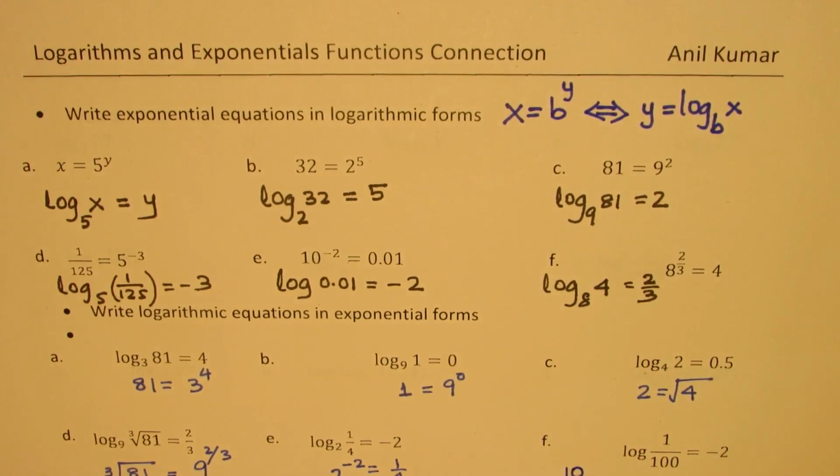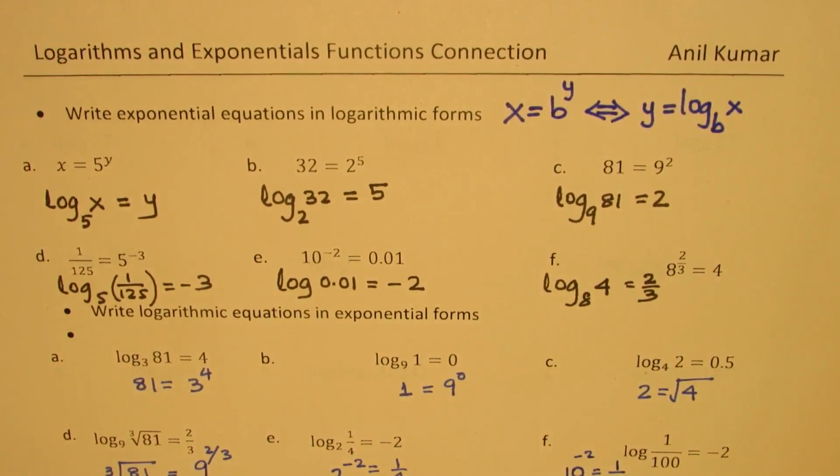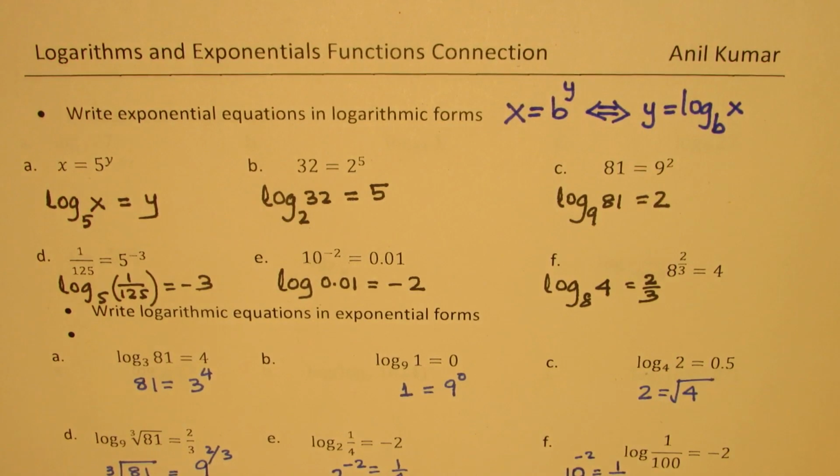Now here the base is 10 since it is not mentioned, right? So that is a default value. 10 is your base, right? So base, and that is your exponent, right? So you get 10 to the power of minus 2 is 1 over 100. Clear? So that is how you could write exponential forms into logarithmic forms and logarithmic forms into exponential forms.